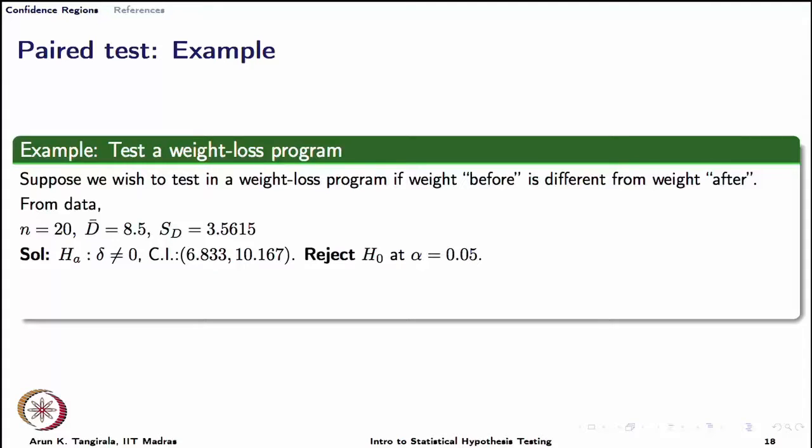Now you can ask, what if I say that the difference is maybe let us say 8, and the alternate hypothesis is difference not equal to 8. In that case the null hypothesis would not be rejected, because 8 is a possible value. But if you were to ask whether the difference between the weight before and after is 10 kgs, very nice, still the null hypothesis would not be rejected.